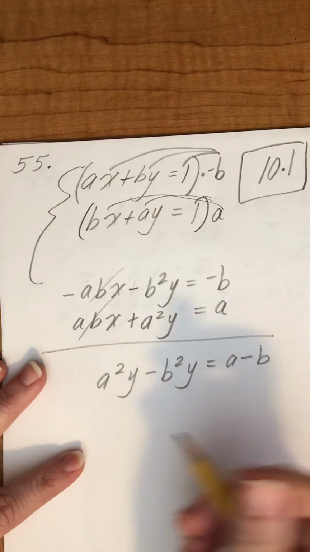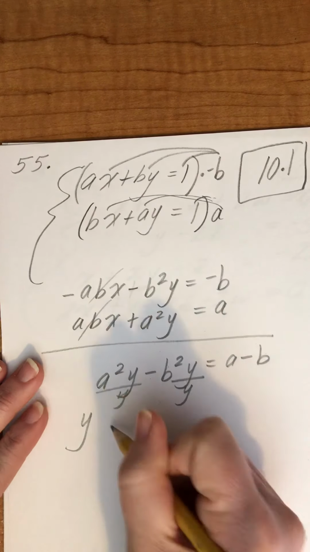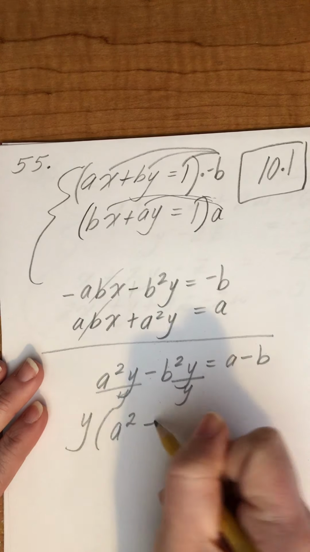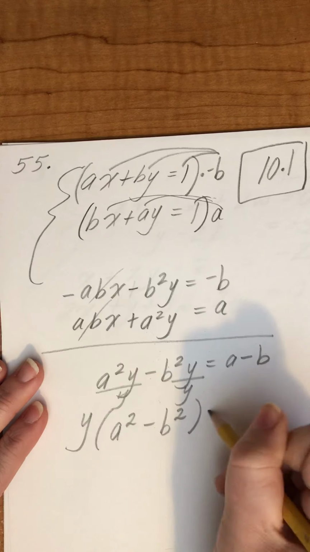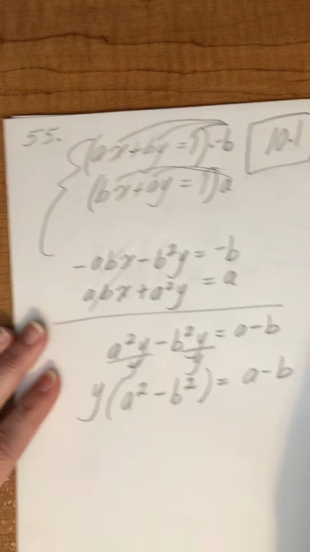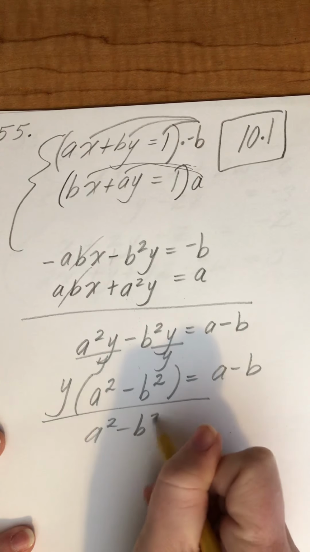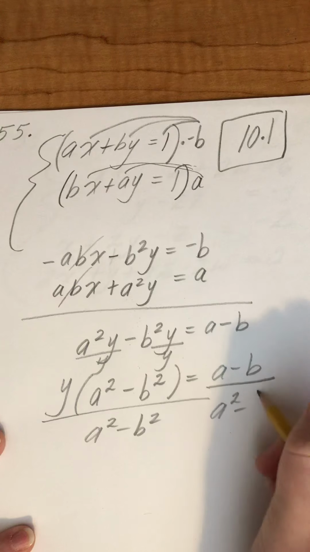Now from here, what I'm going to do is factor out the y, because we're trying to solve for x and y, recall. So then left is a squared minus b squared, times y, equals a minus b. Then from there, to go ahead and get y alone, we would divide both sides by a squared minus b squared.